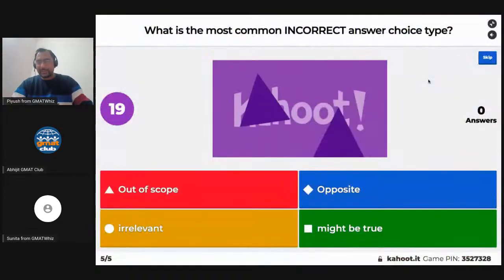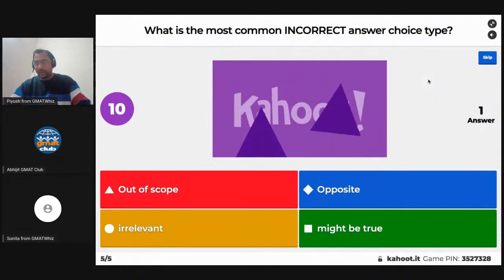What is the most common incorrect answer choice type in CR? Okay, is it out of scope? Is it opposite? Is it irrelevant? Or is it might be true? What is the most common incorrect answer choice, guys, in CR? You have 5 more seconds. This is a tough one.